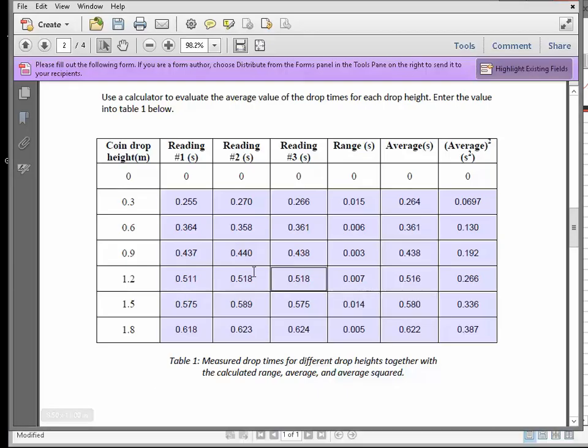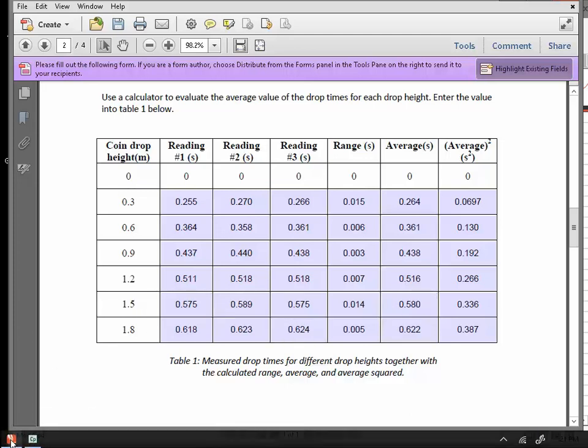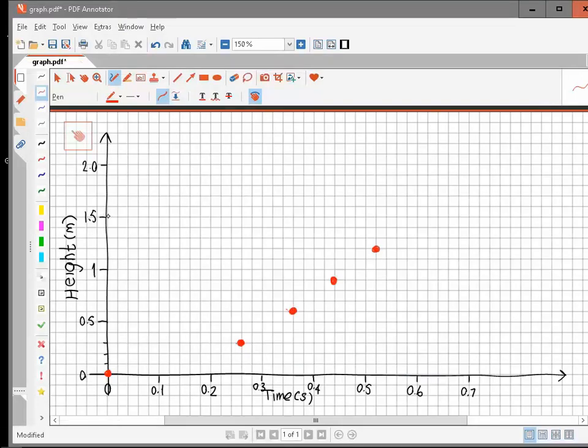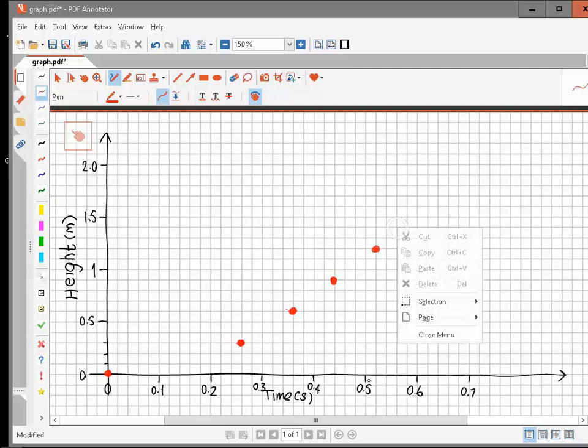Let's plot the next point, which is 1.5 and 0.58. 1.5 here, there's 0.5, 0.52, oh sorry, there's 0.5, 0.52, 0.54, oops, sorry, 0.58 should be up here. There we go.